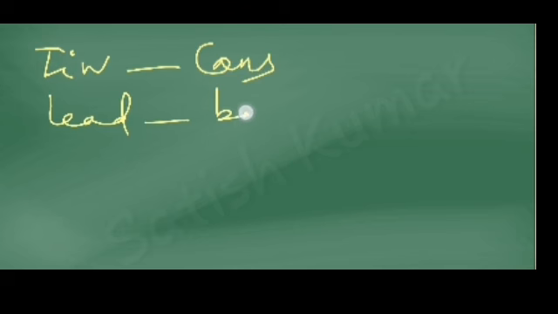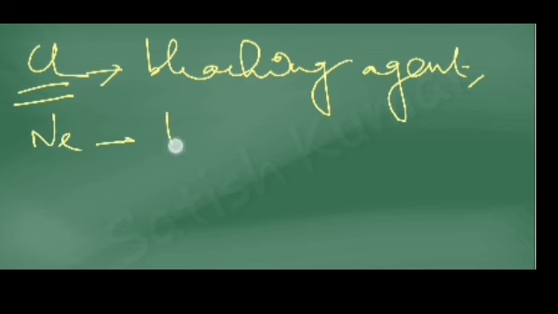And tin is used to make cans. Lead is used to make batteries. And the non-metals like chlorine are used as a bleaching agent or disinfectant. Disinfectant means this is used in the form of bleaching powder, and that is used to purify the water. And you have neon, this is used to make lamps or bulbs, and also electric appliances.